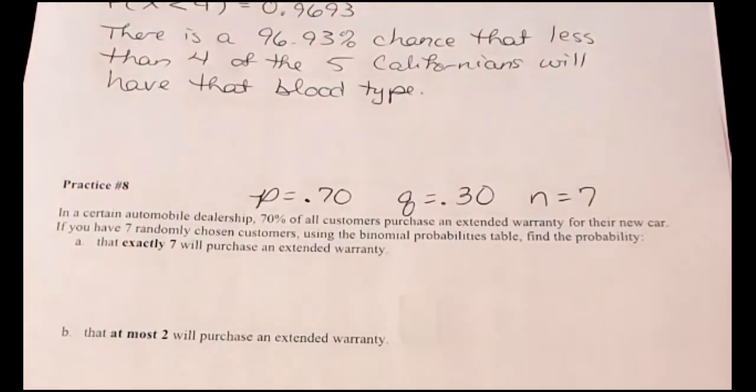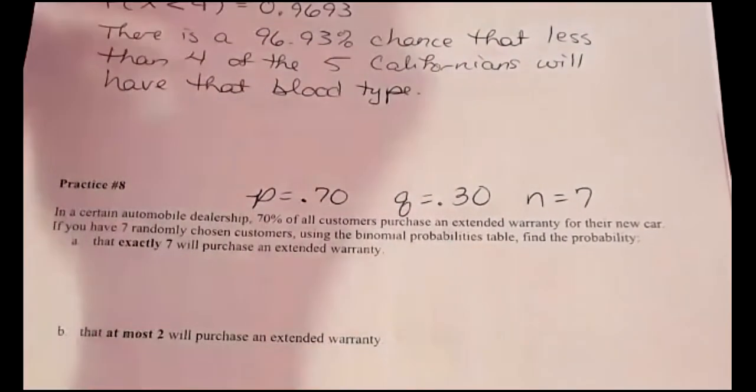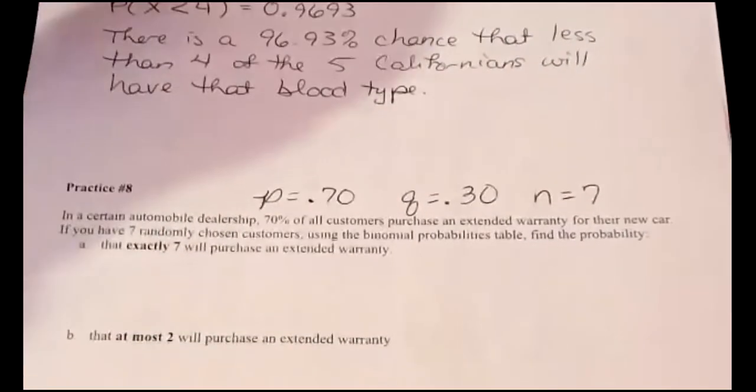Mike, thank you so much. Part A, we want to find the probability that exactly 7 will purchase an extended warranty. So you're going to go to the previous page. You're going to look at the table. You're going to find the block of numbers where P, your probability of success, is 0.70, and where N is 7.